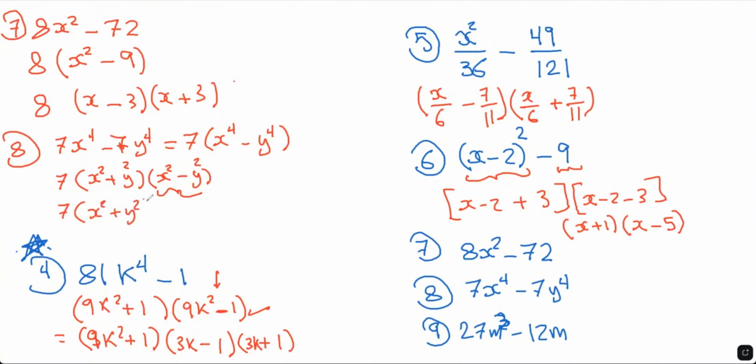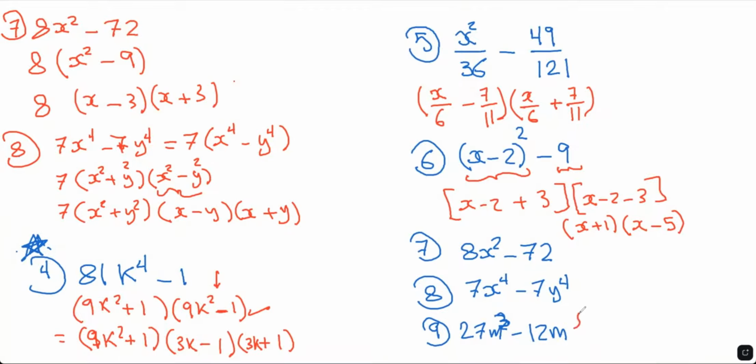I cannot factor that because it's a plus in the middle. But this I could change into x minus y, x plus y, using the method of factoring the difference of two squares. And then the last one, which is this.